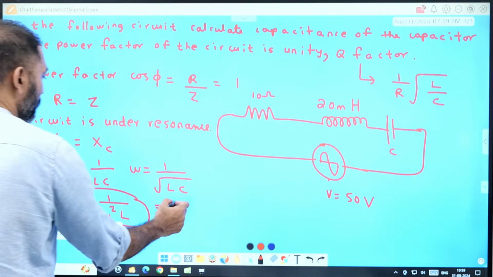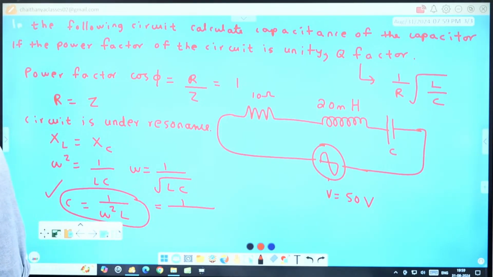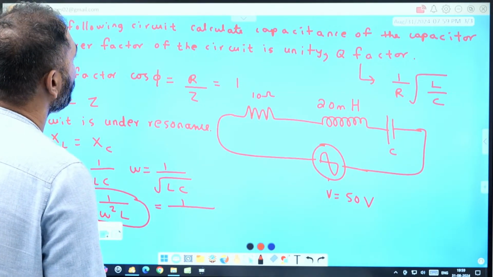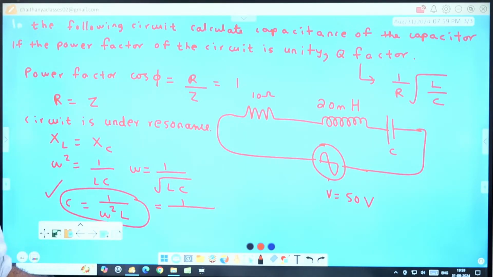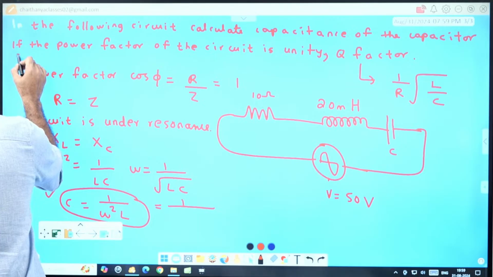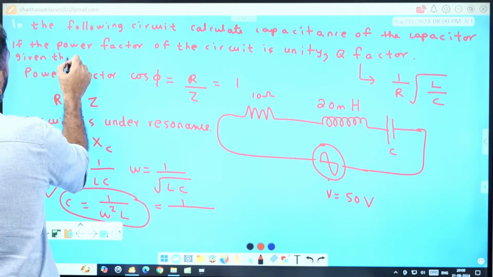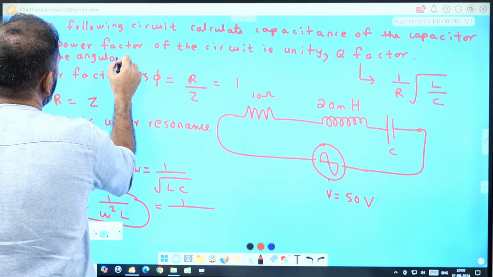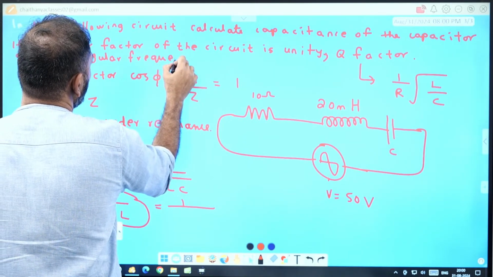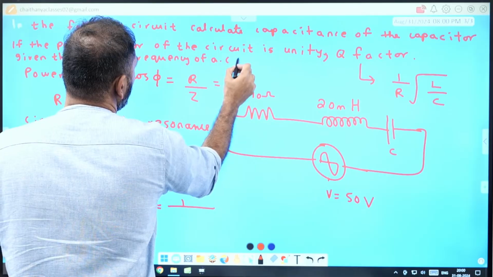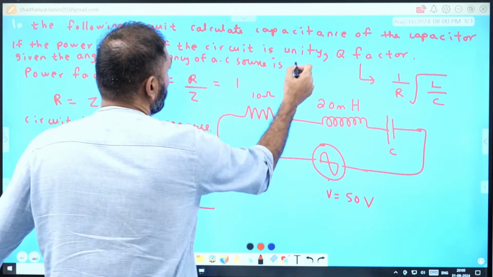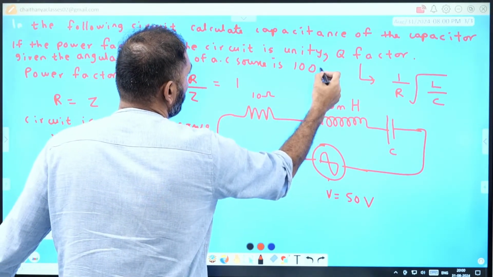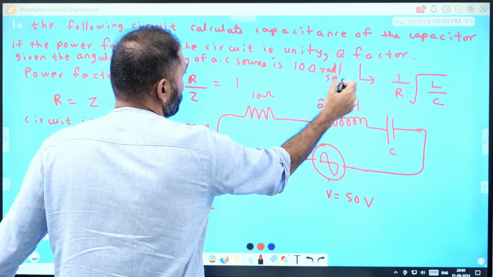Now, what is omega? What are the data given? So these are the different data given. The angular frequency of the AC source, I forgot to write, the data is given as 100 radians per second, omega.